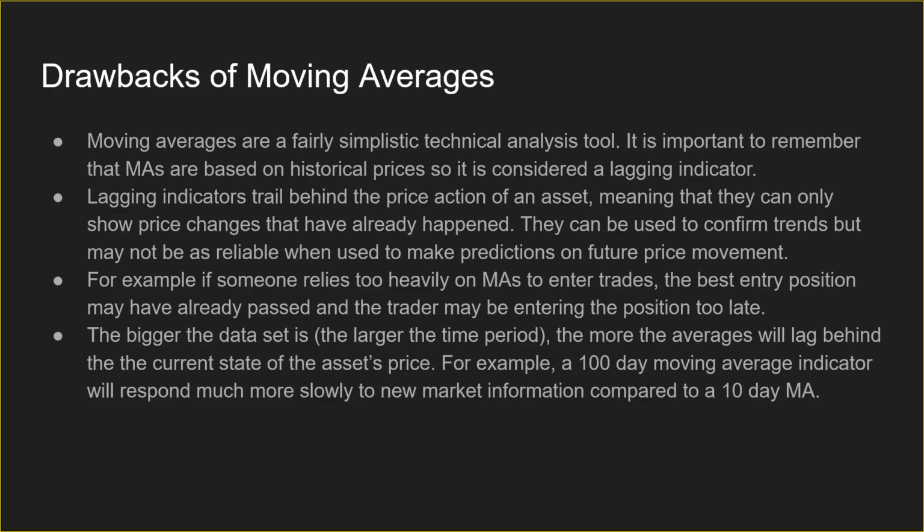We also want to consider the size of the data set. So the bigger the data set, the larger the time period, the more the averages will lag behind the current state of the asset's price. So for example, a 100-day moving average indicator will respond much more slowly to new market information compared to a 10-day moving average. So if you have that 100-day moving average set, you're not really going to see that much of a reflection on what's actually happening today or yesterday or tomorrow compared to those smaller moving average sizes.